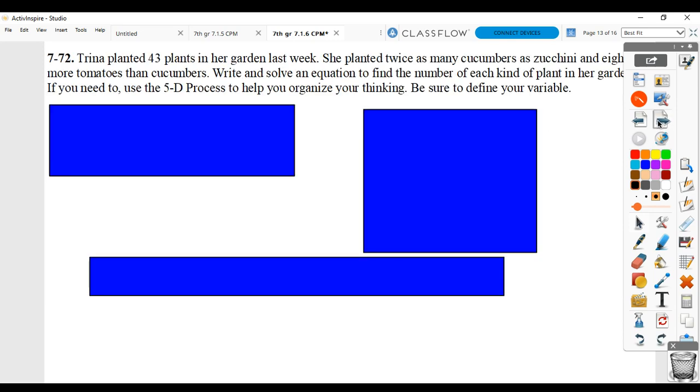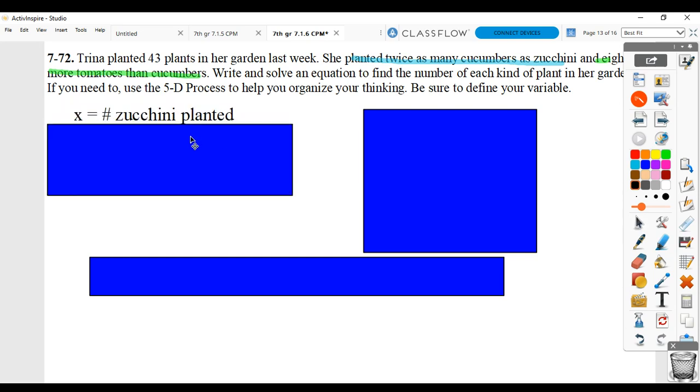772. Trina planted 43 plants in her garden last week. She planted twice as many cucumbers as zucchini and 8 more tomatoes than cucumbers. We have to write and solve an equation that finds the number of each kind of plant in her garden. And if you want to, you can use the 5D process to help you organize your thinking. You do need to define your variable. So what we know is she planted twice as many cucumbers as zucchini and 8 more tomatoes than cucumbers.